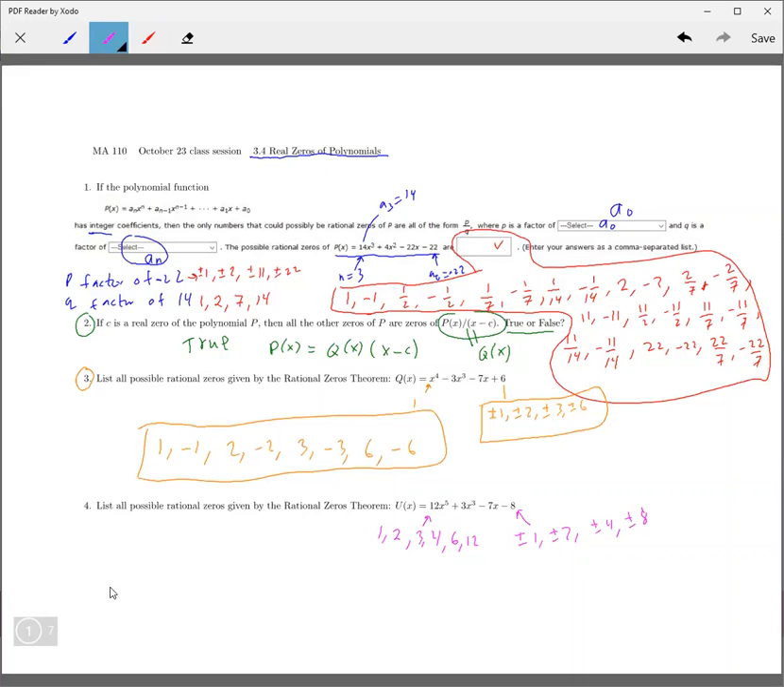If we go through, we take the 1 first. That's 1, negative 1, dividing by 1. 1 divided by 2 is 1/2 and negative 1/2. 1 divided by 3 is 1/3, negative 1/3. 1 divided by 4 is 1/4, negative 1/4. 1 divided by 6, negative 1/6. 1 divided by 12.